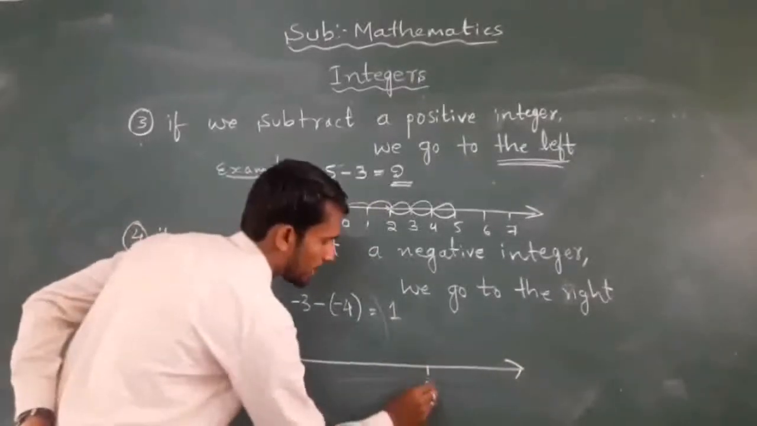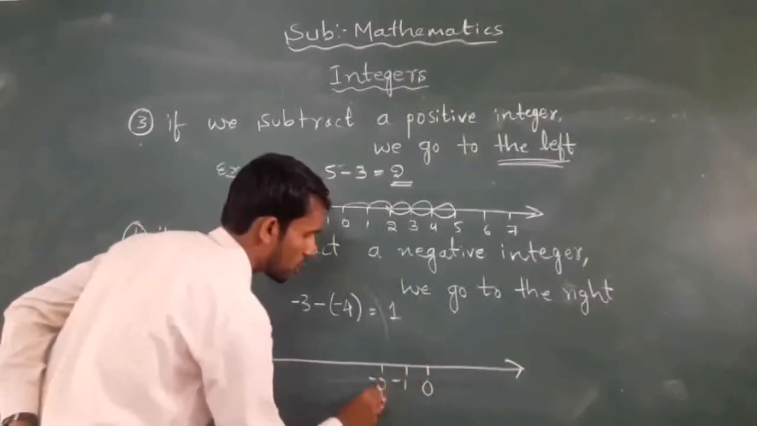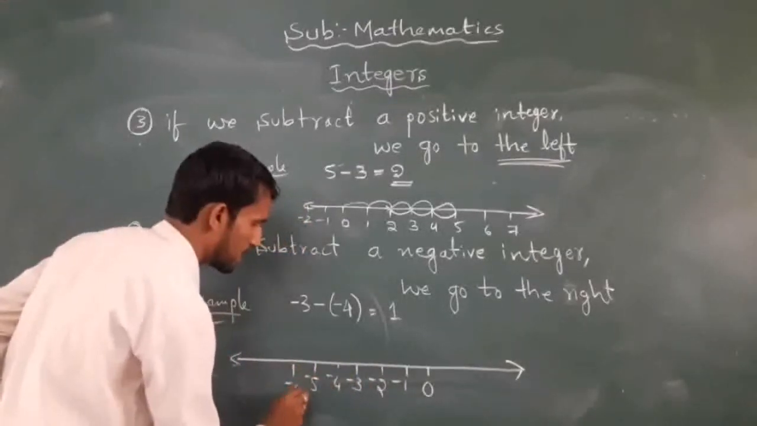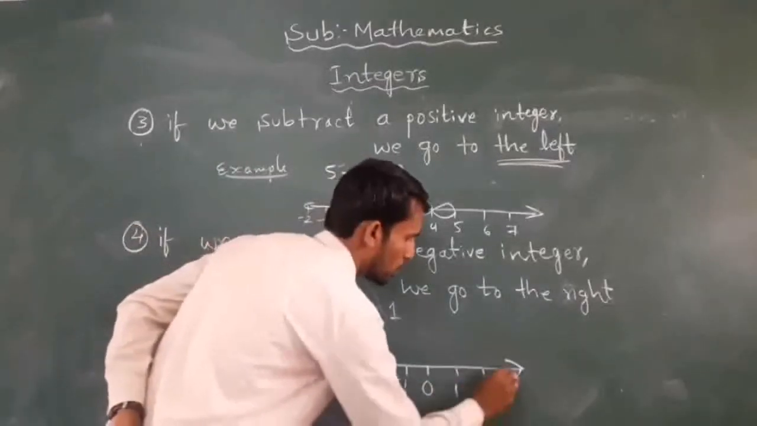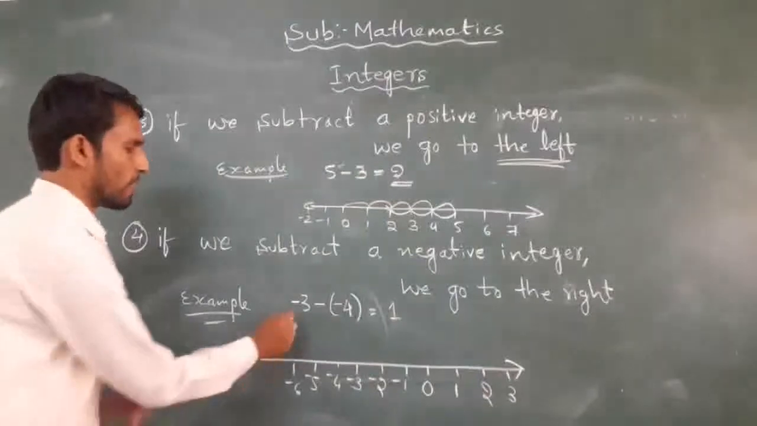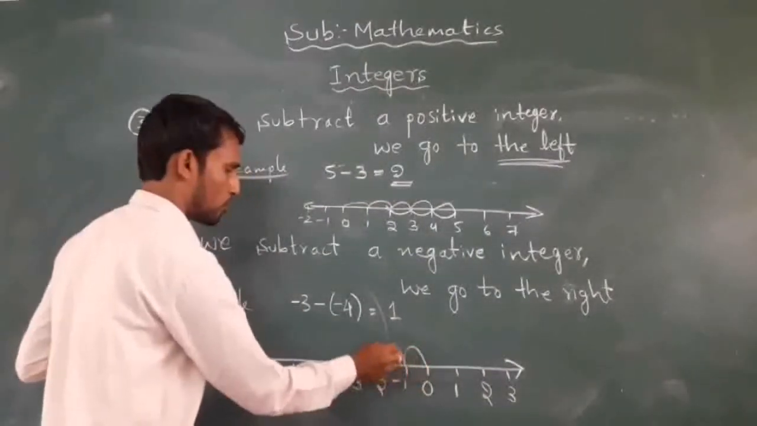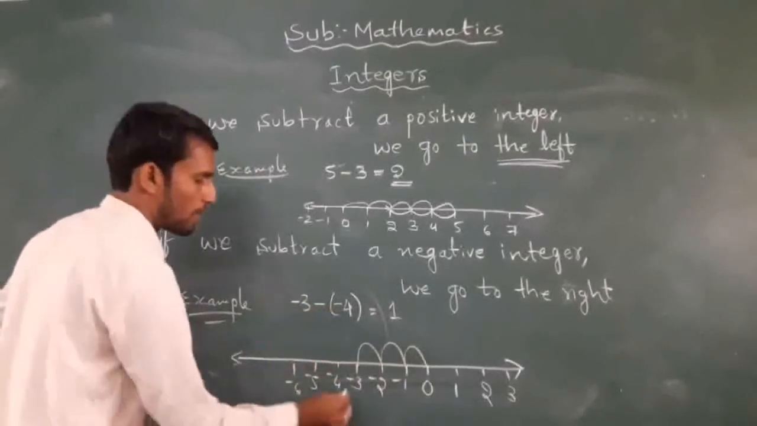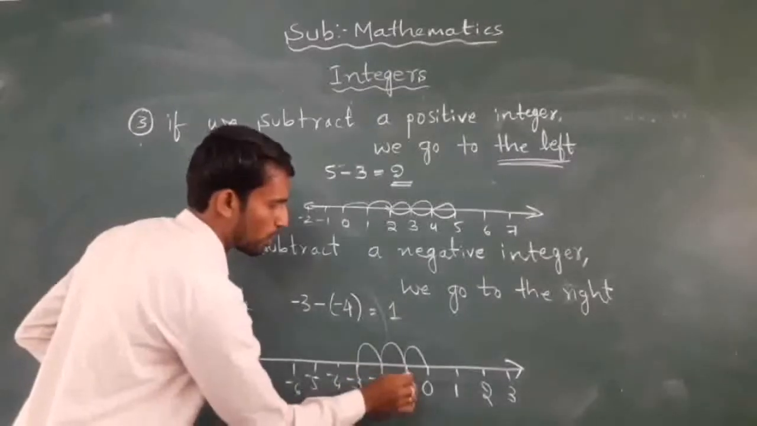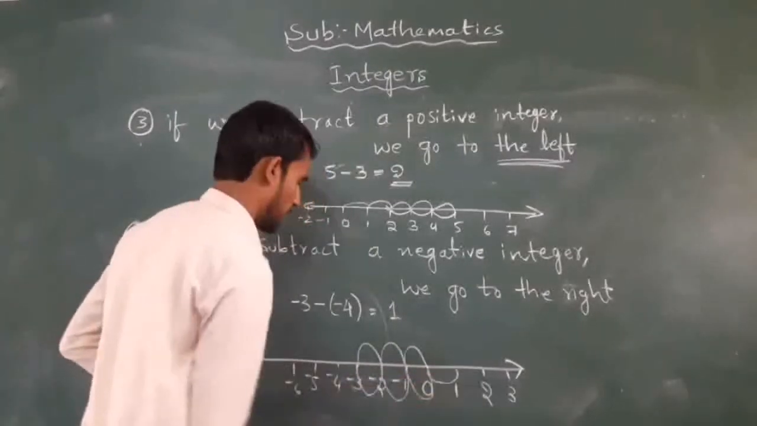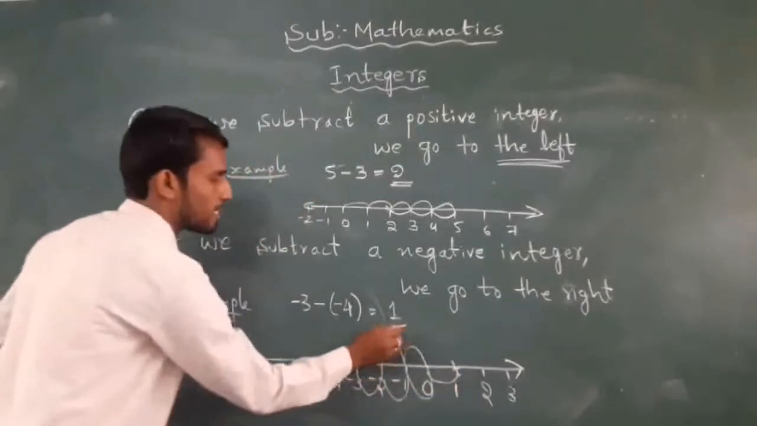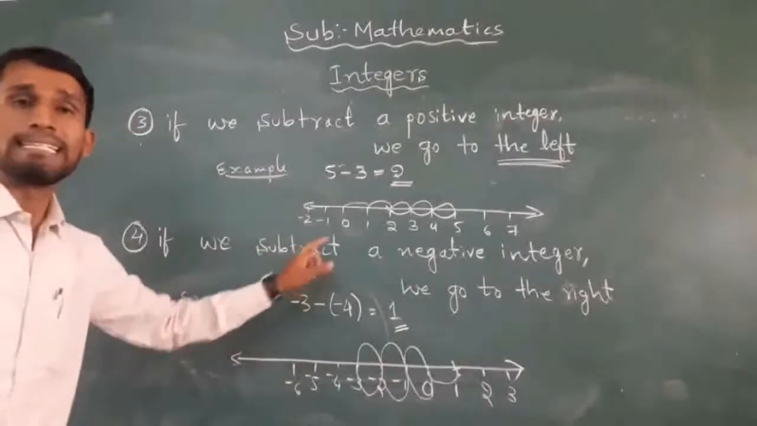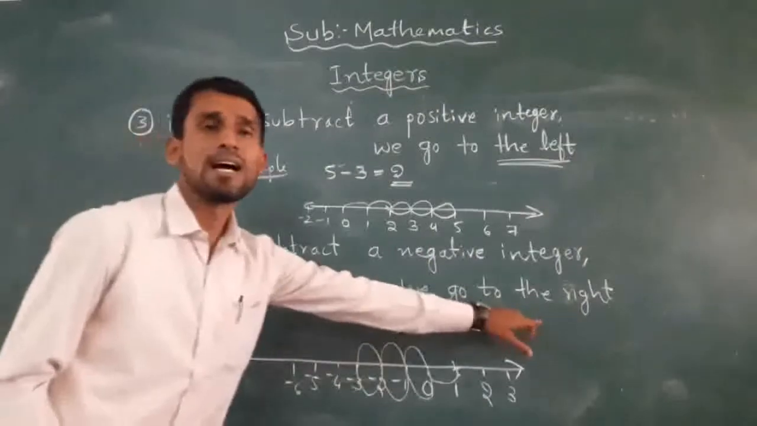See here, 0, minus 1, minus 2, minus 3, minus 4, minus 5, minus 6, 1, 2, 3, up to infinity. See, first one minus 3, 1, 2, 3. Again minus into minus plus 5. See here, 1, 2, 3, 4. This is our answer. Answer is 1. From this example, we are understanding here, when we subtract the negative integers, we are moving towards the right side.